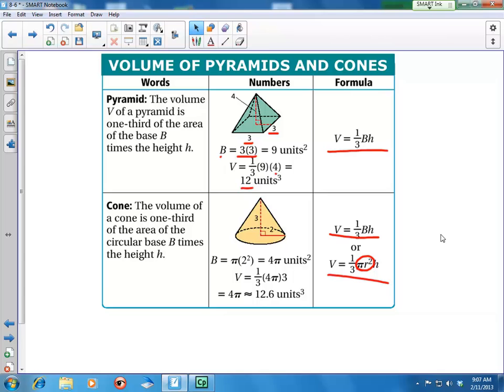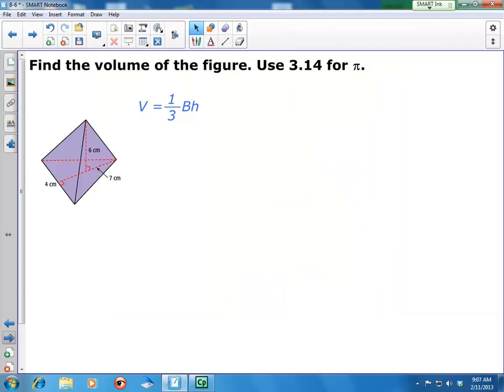Okay, great. Let's take a look at our first example. Our first example looks like a triangular pyramid here.